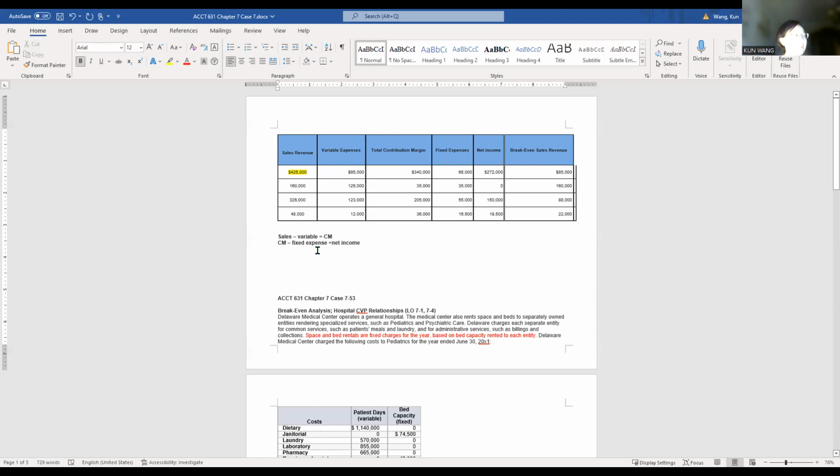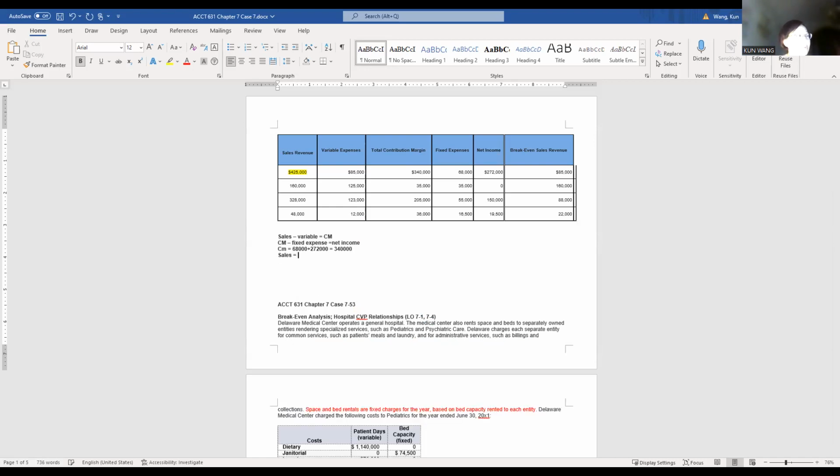So I would work hard. If I do the calculation, the CM equals 68,000 plus 272,000, and then the sales equals 340. We just found the contribution margin, but to move the variable expense to the right, that's 425,000. That's number A. You are trying to find number A for question number 1. Is this right?